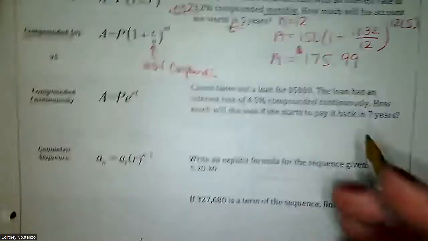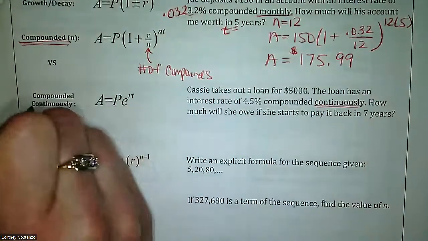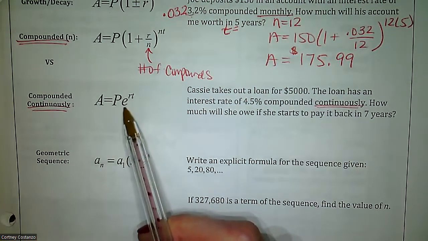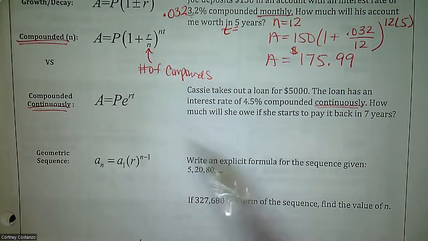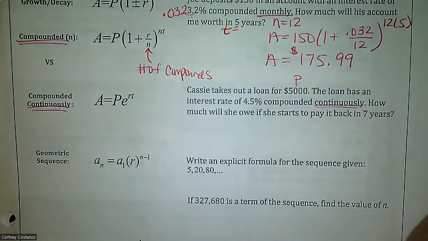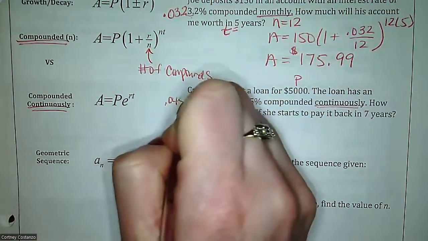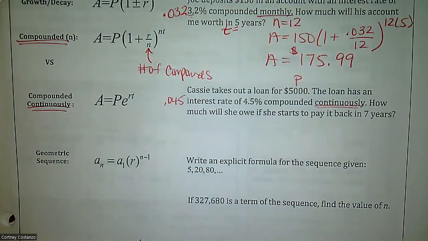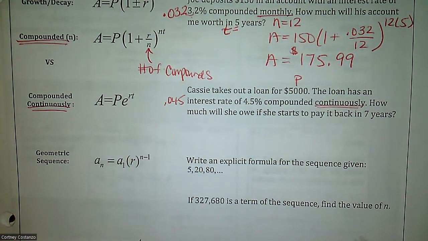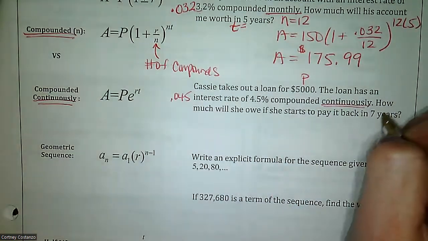Now, if they use the word compounded and then the word continuously, that is our key to use something called, what I call PERT. And this is the formula for compounded continuously. So again, we have an initial investment. The loan has an interest rate of 4.5%. So that's 0.045 for us as a rate. And compounded continuously, e, remember that stands for Euler. That is just a constant. So that's a button in our calculator. How much will she owe after 7 years?